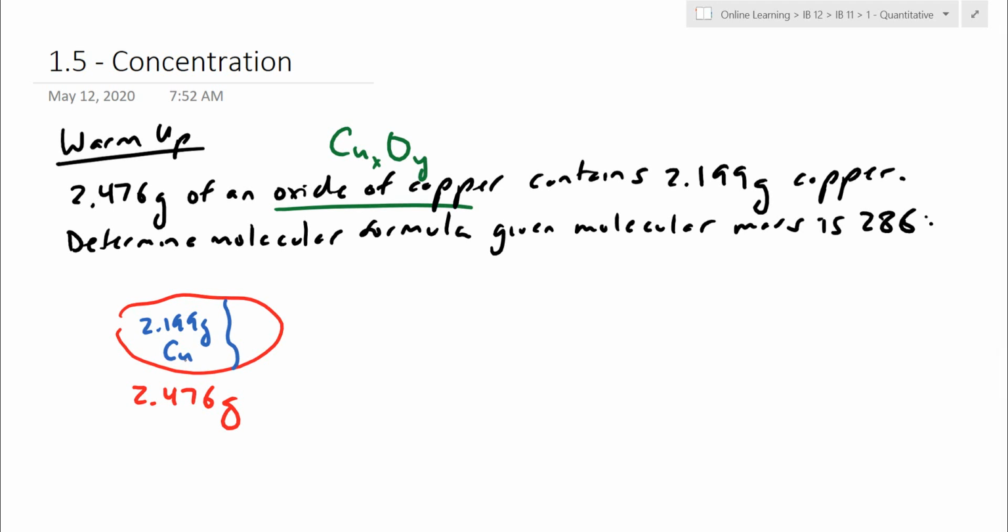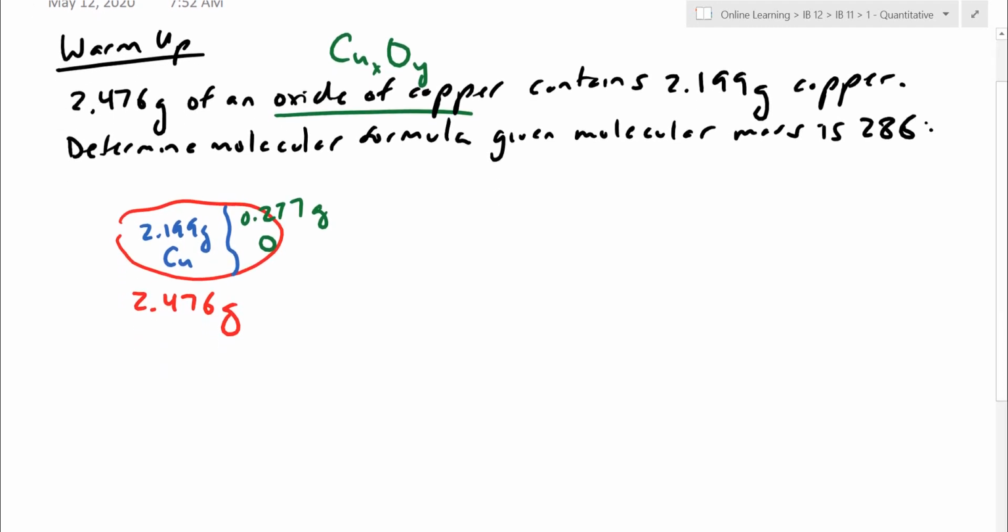The other side here is definitely oxygen. Remember, we're going to put just a single O because this is not oxygen by itself. It's actually being stabilized by the copper. If I know that the total mass is 2.476, I can subtract off the 2.199. That should leave me with how much is left over as oxide. This only contains copper and oxygen, so the remainder, what's left over, is this many grams of oxygen. You could hypothetically go back to percentage, but the whole point of doing percentage was to get to these masses anyways. So we already have these masses, we're ready to go.